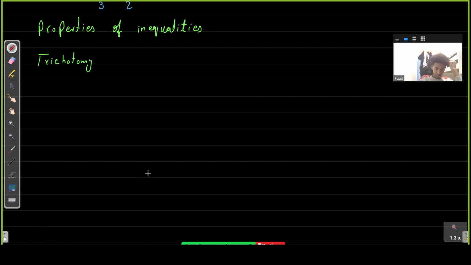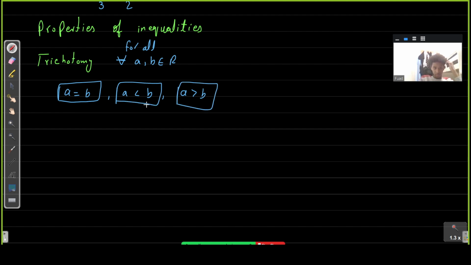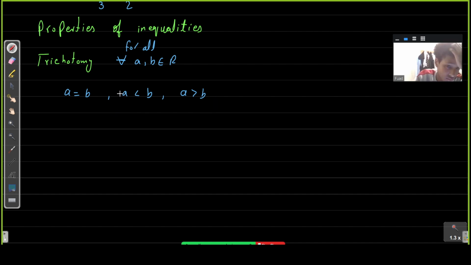The trichotomy property says if we have two numbers, for instance a, b belonging to the real numbers, for all a, b. That upside-down A symbol is called "for all." So what kind of relation can we make with a and b? Maybe a is equal to b, or a is less than b, or a is greater than b. If we combine these, it becomes a is less than or equal to b. This is the relation between any two numbers.